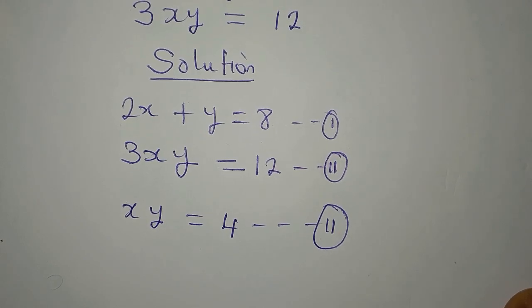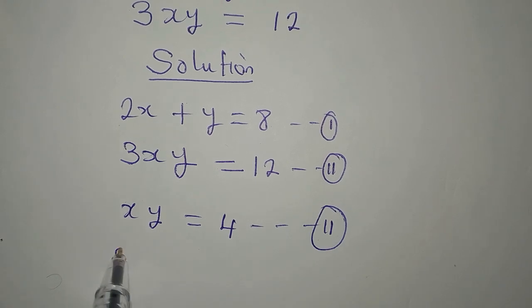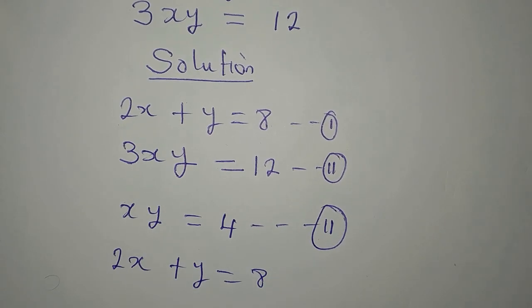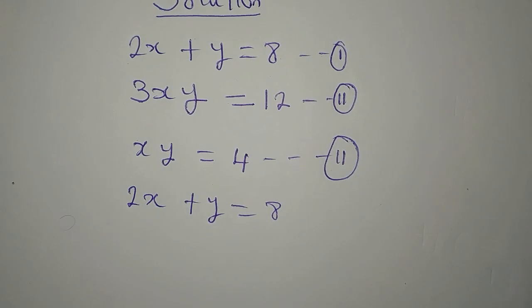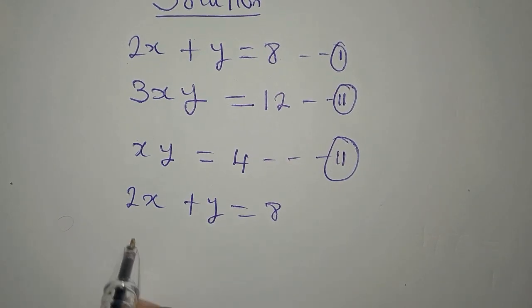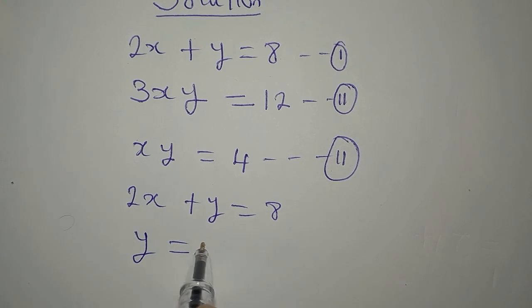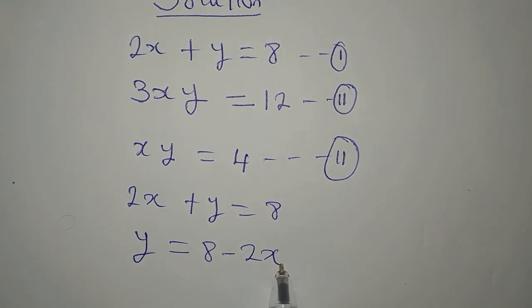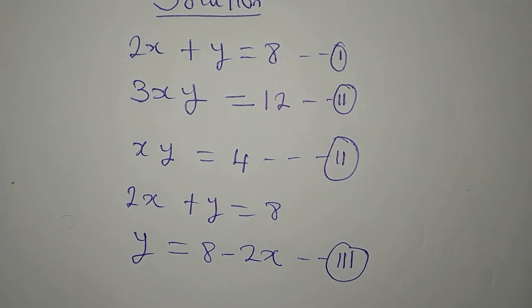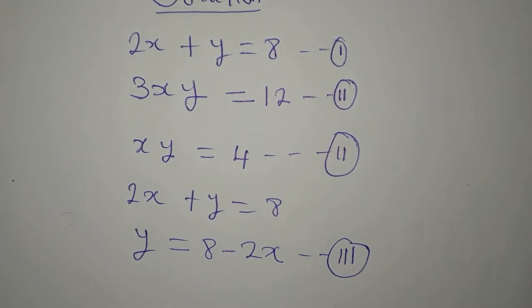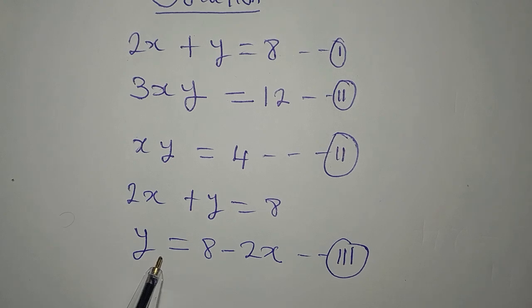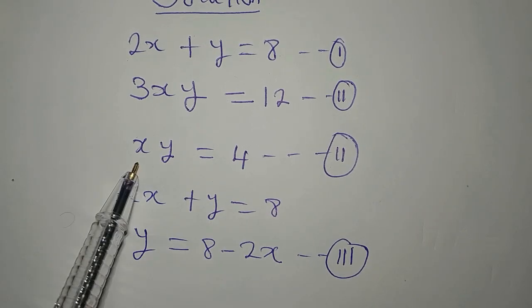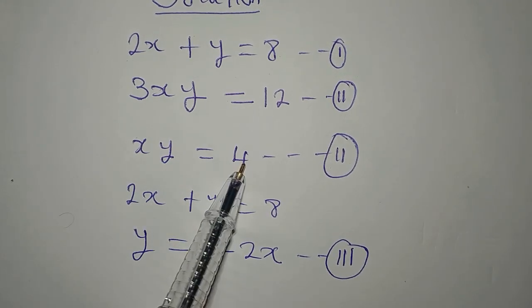Now the next thing is to go back to equation 1, which is 2x plus y equals 8, and make y the subject. If y becomes the subject, then we have y equal to 8 minus 2x. Now we call this our equation 3. Now the next thing is to put this equation 3 into equation 2, and that is xy equals 4.